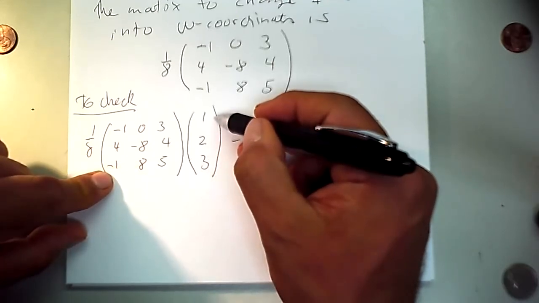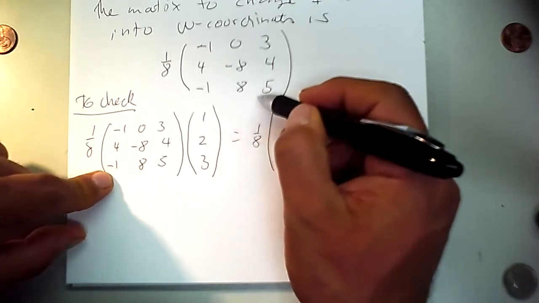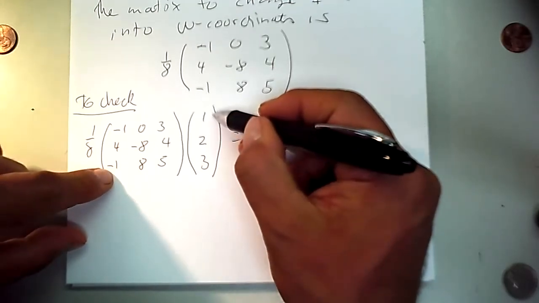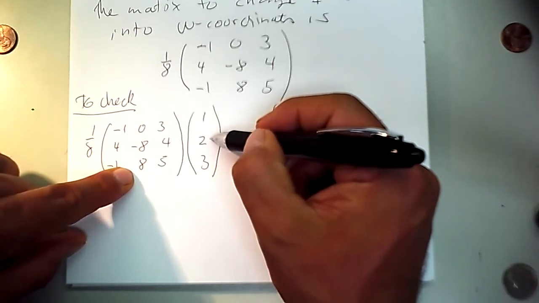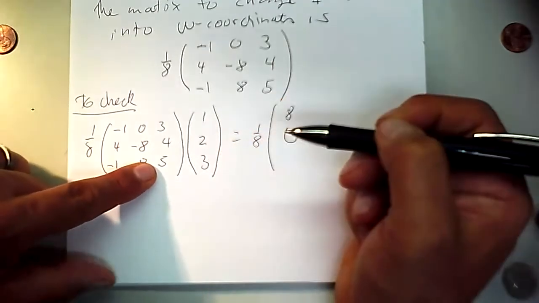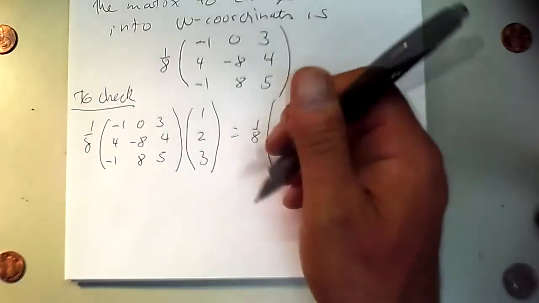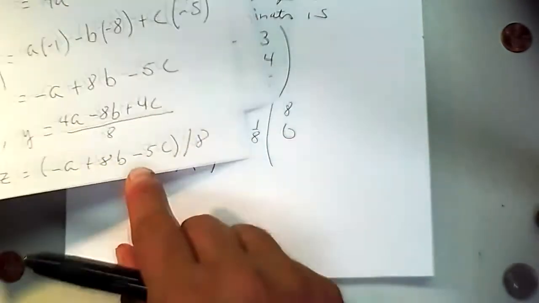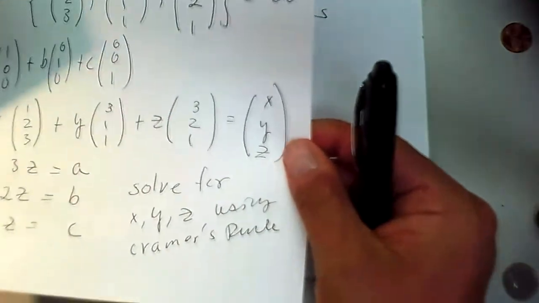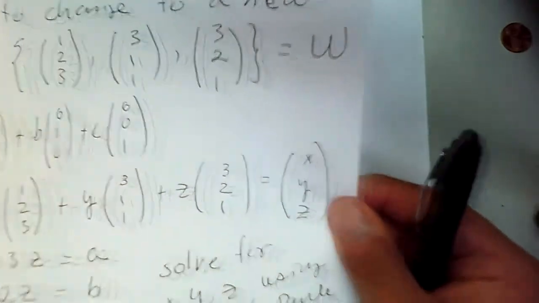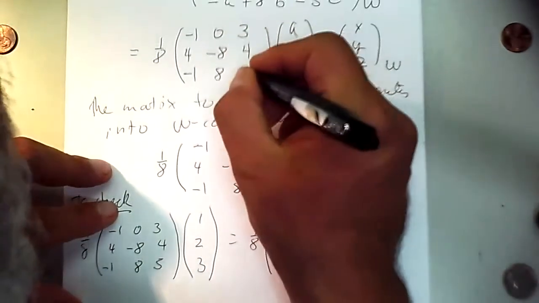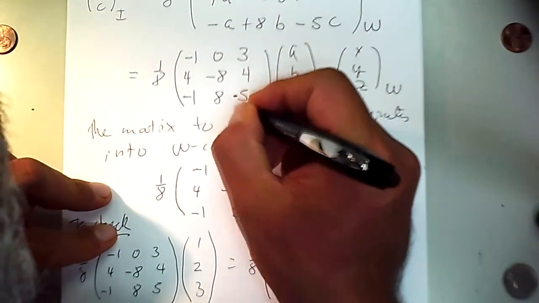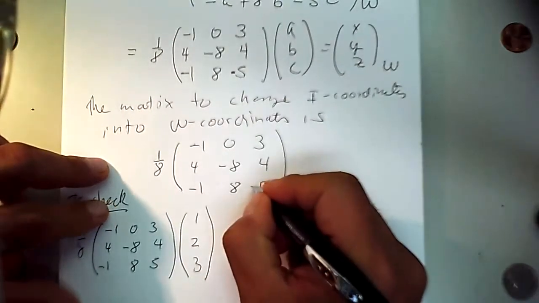Whoa. Should I have a negative 5 somewhere? Negative 1 plus 16 is 15, but then plus 15 is 30. Did I miss a negative 5? Oh, there's a negative 5 there. Yeah. And the negative 5 is there. So there should be a negative 5 here. And that means there should be a negative 5 there.